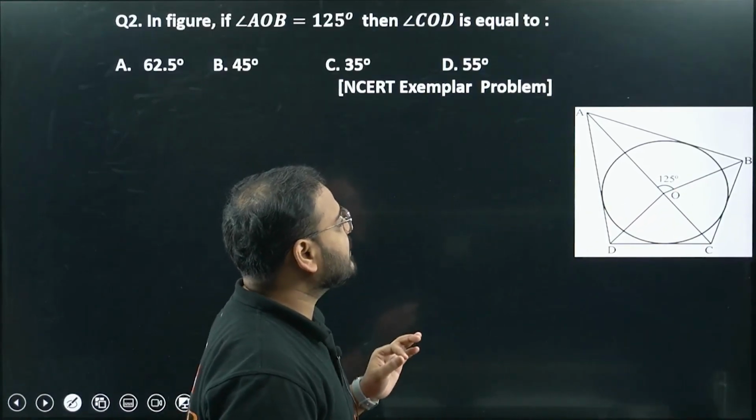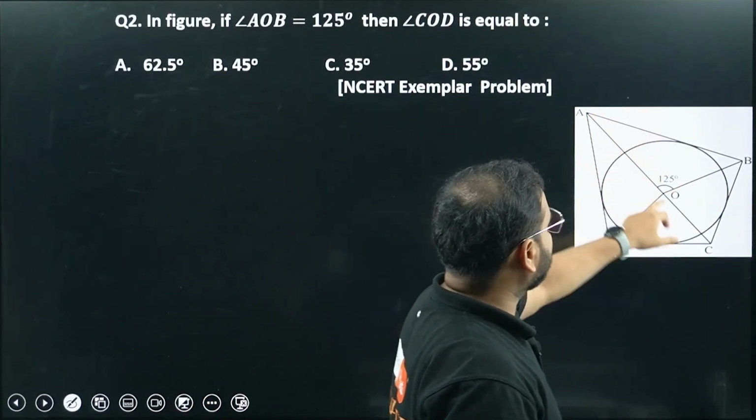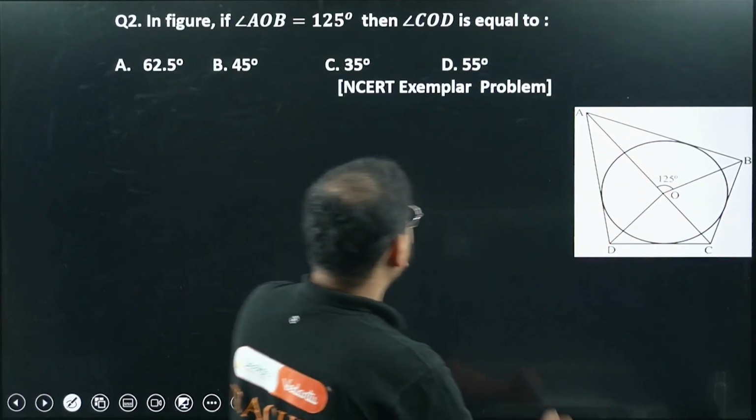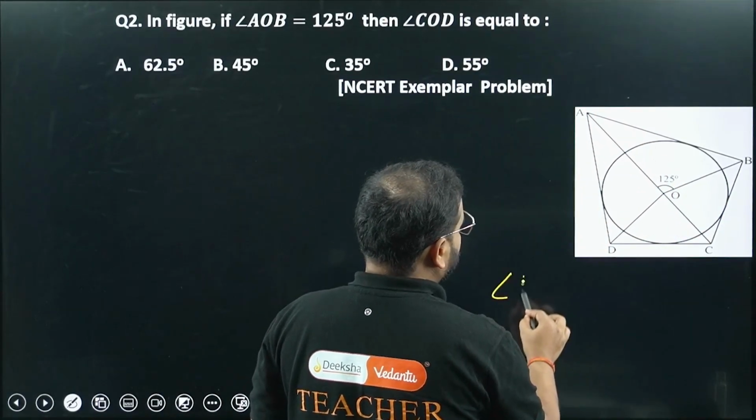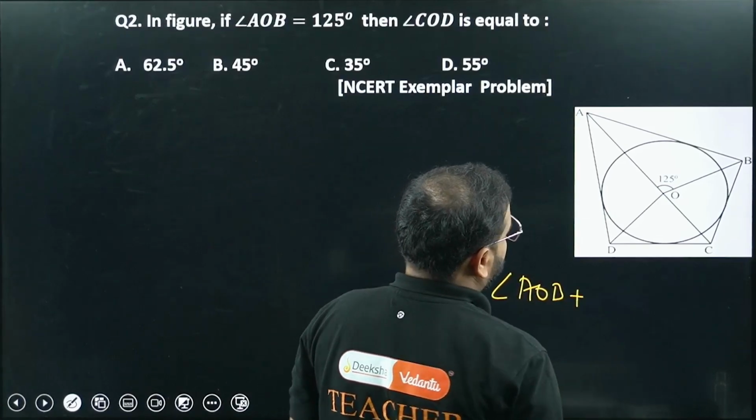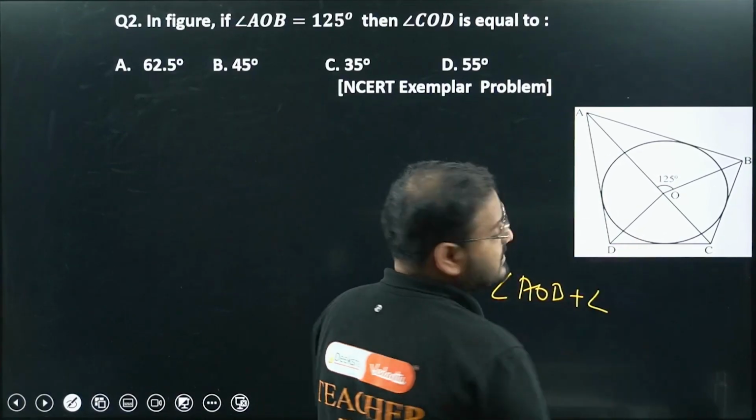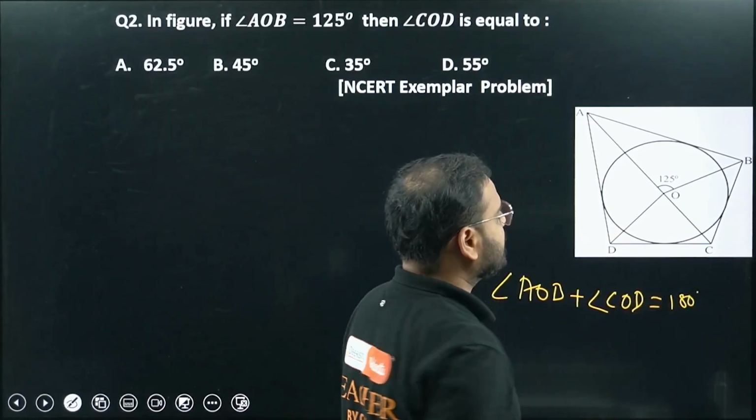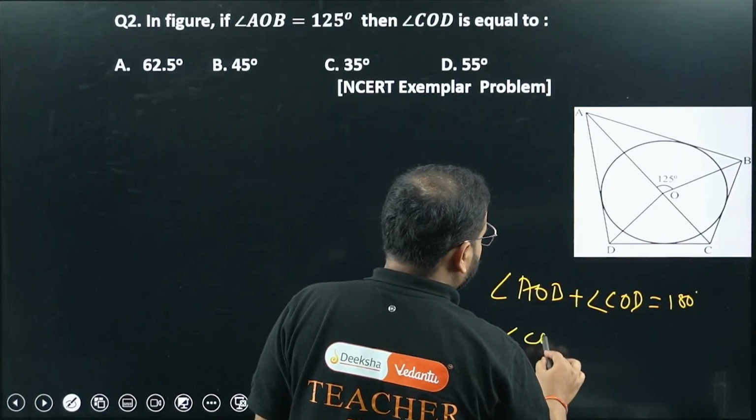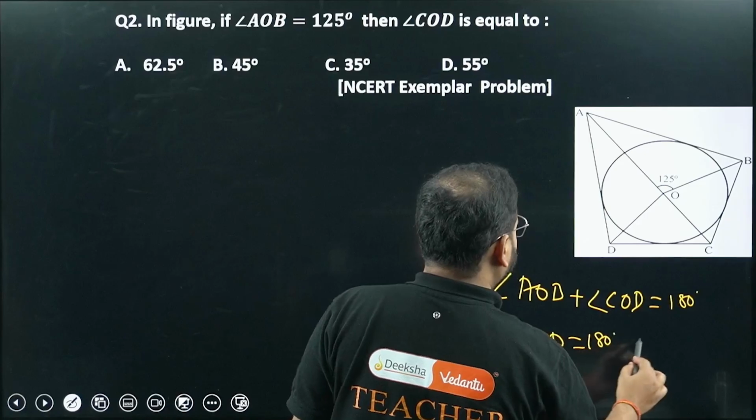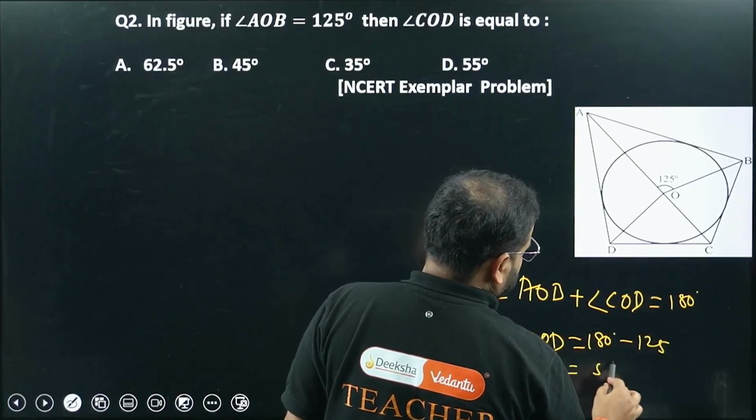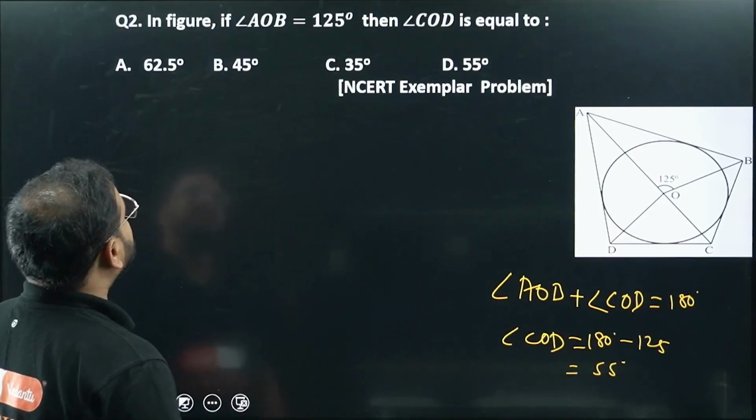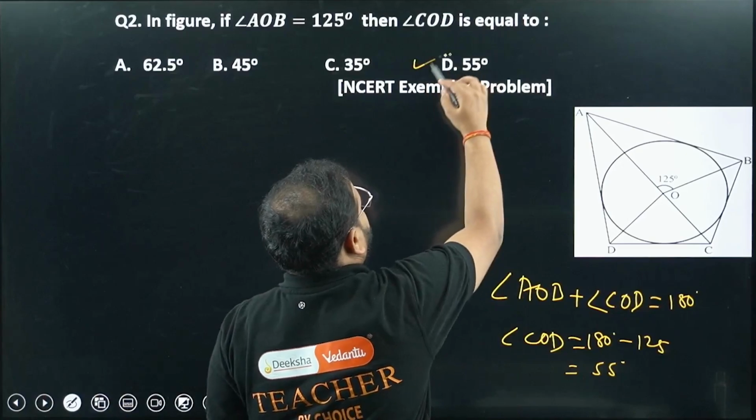Whenever that is happening, we can say what? The opposite angles you see here, AOB and COD, will be supplementary, meaning the angles formed at the center like this. So the property is angle AOB at the center plus angle COD will be supplementary, meaning 180 degrees. So what am I going to get? I'm going to get angle COD equals 180 minus 125. So is it 55? Please check. Correct? Yes, sir, 55 degrees. Any option like that? D, sir.